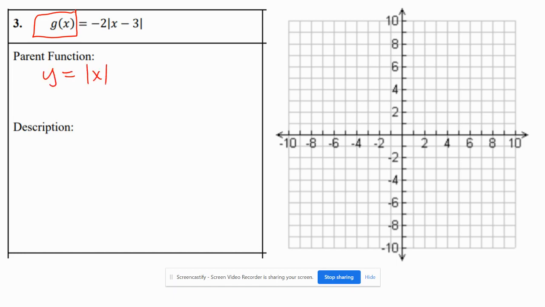absolute value of x. If it were a linear function, you would just have y equals x. If it was quadratic, you would have y equals x squared. If it was a square root function, you would have the square root of x.